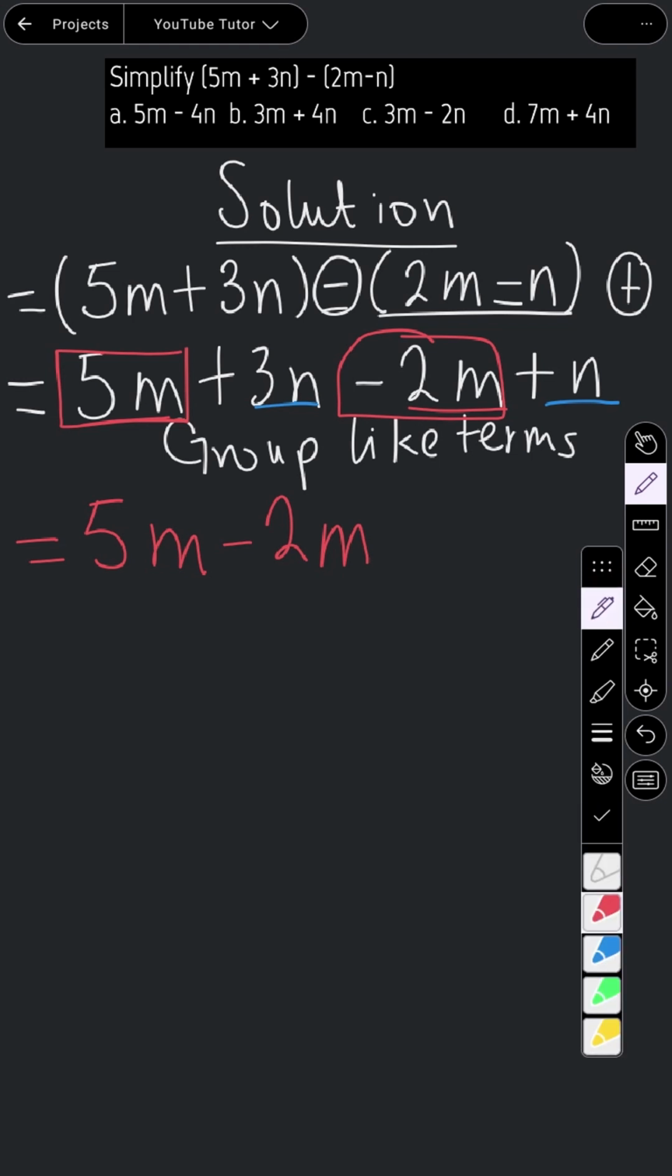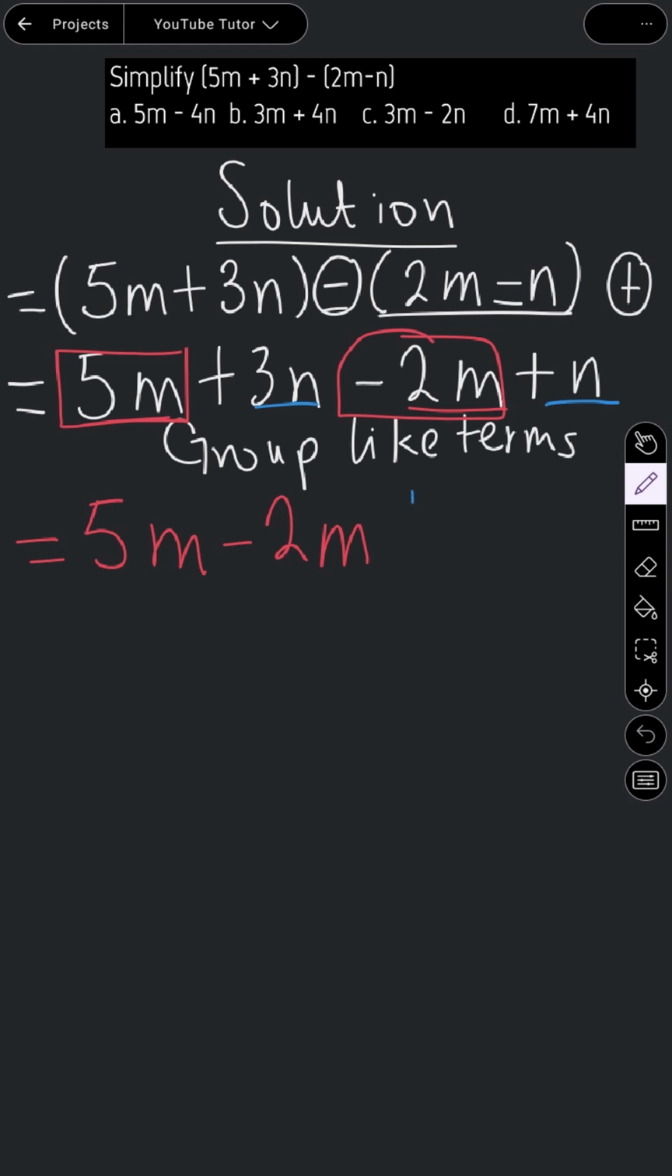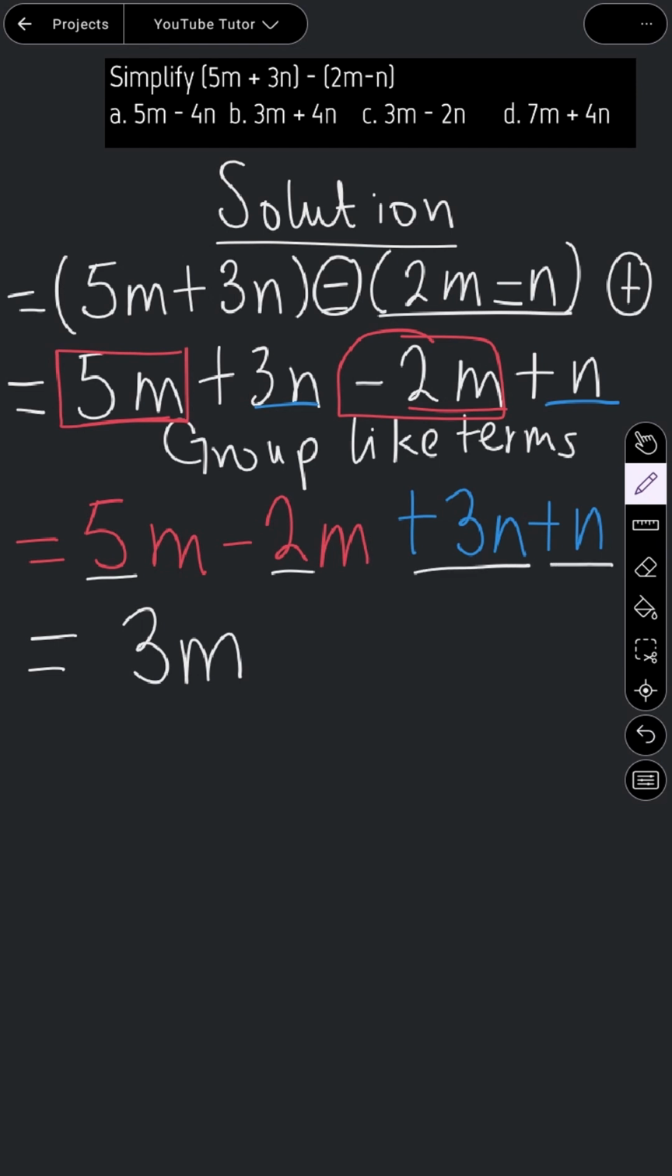Then for this, we have plus 3n plus this n here. So finalizing it, what we are going to get is 5 minus 2, which we know from our basic arithmetic is 3. Then we maintain the m. Then here we have 3n plus n. And in maths, we know 1 is in front here, but we don't write it. So what this basically means is 3 plus 1, which means 4n.